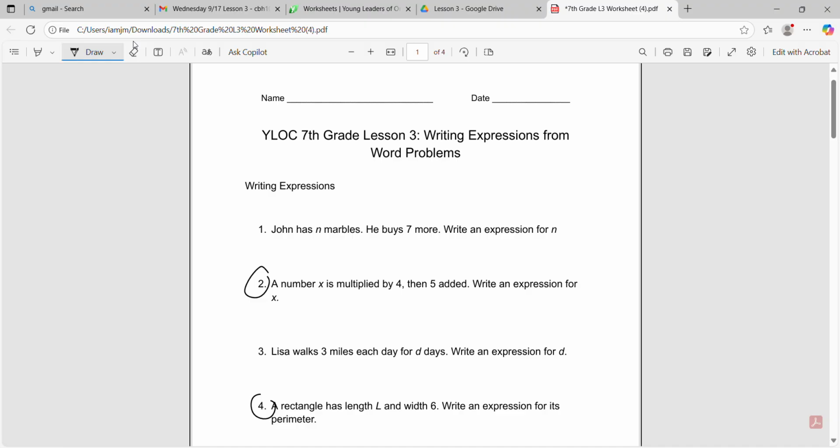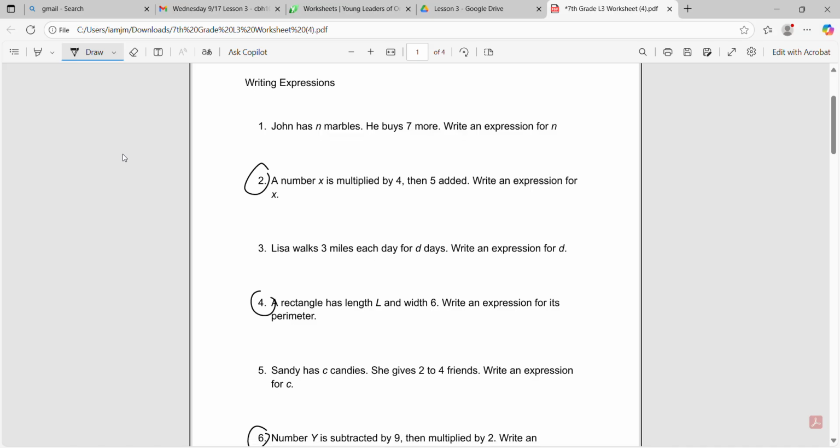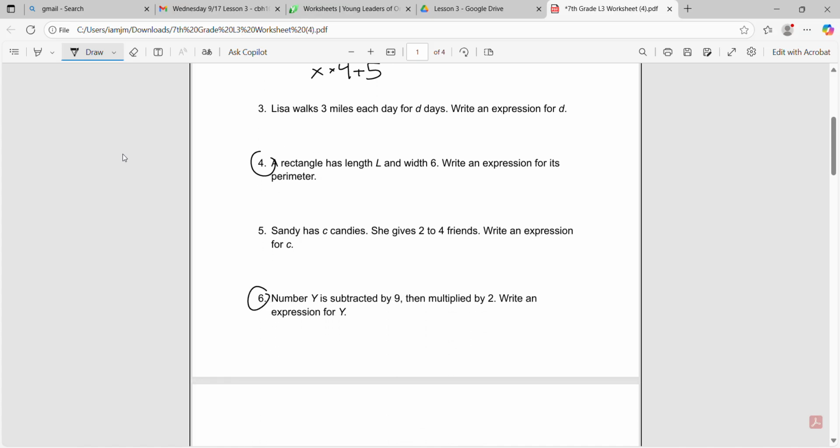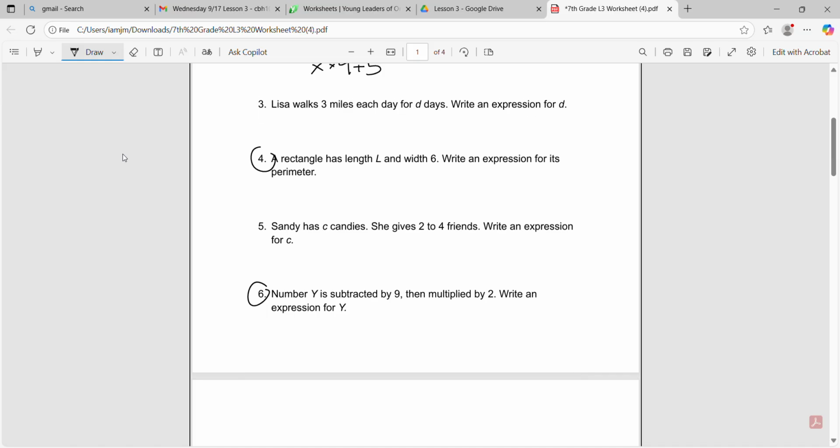So number 2. A number x is multiplied by 4, then 5 added. Write an expression for x. So a number x is multiplied by 4, then 5 added. This was a very simple question since it was just straightforward and we just had to write it in the order it was asking us. There were no tricks, nor twists. Let's move on to the next question.